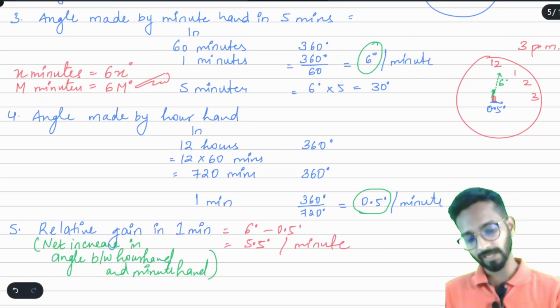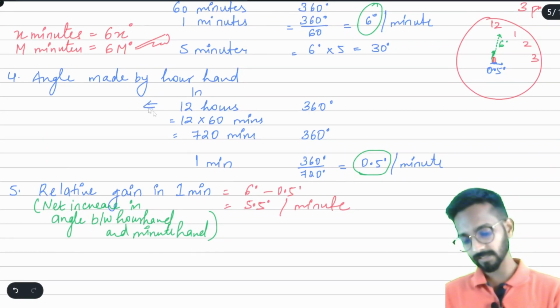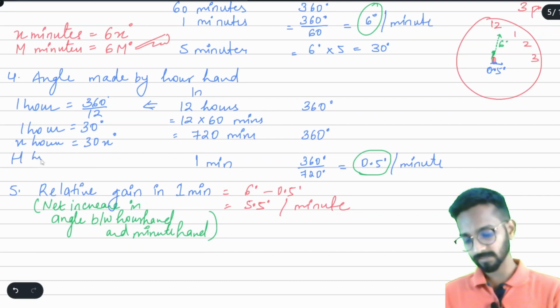Again, like that, the angle made by the hour hand in 12 hours was 360 degrees. So in 1 hour, how much angle is it making? 360 degrees by 12, that is 30 degrees. In 1 hour it is 30 degrees. So if I have to say x hours, how much? You will say, sir, simple, 30 into x degrees. Okay, if it is h hours, then again 30h degrees. Simple.